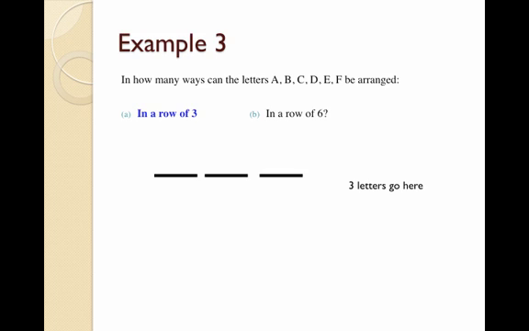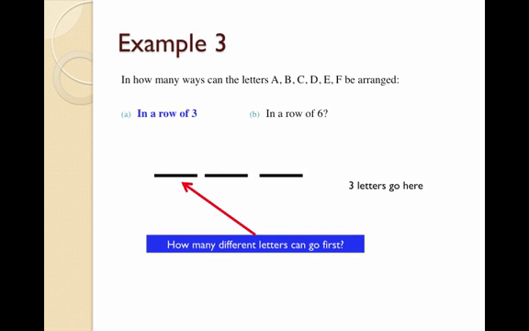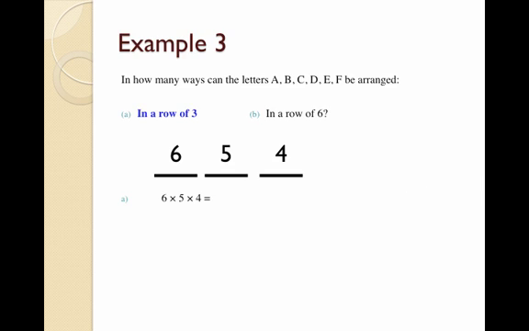Once I know that, I know I'm choosing 3 letters from 6 different ones. So how many different letters can go first? Well, we've got 6 letters, so it has to be 6 different possible letters that can go first. Now how many can go second? Because we've already chosen 1, there are 5 different possible letters that can go second, which means that there are 4 different letters that can go third. Using the multiplication principle, we can see that the number of different ways of choosing 3 letters from 6 possible letters is going to be 120 different arrangements.